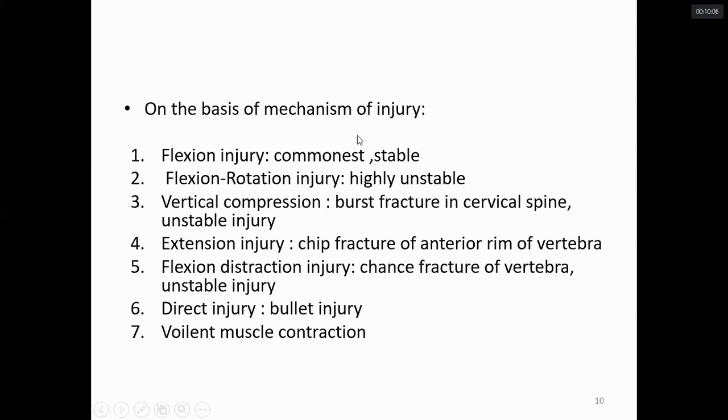On the basis of the mechanism of injury, the spine injury can be a flexion type of injury, flexion rotation type of injury, vertebral compression fracture, extension injury, or flexion distraction type of injury. Okay, these are all the fractures in relation to the mechanism of injury. Flexion type of injury is the commonest type of spine injury and is a stable one. Most of these injuries can be managed conservatively, in the form of application of a Knight-Taylor brace or a different type of brace.